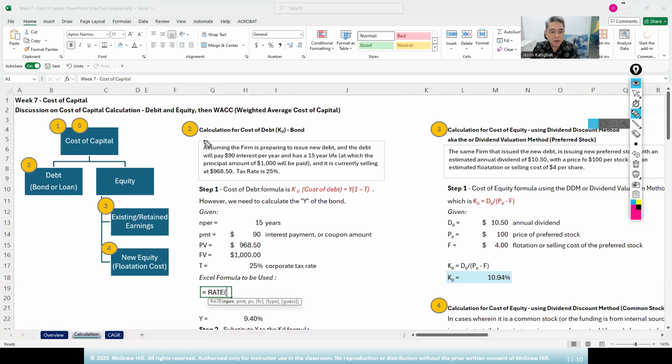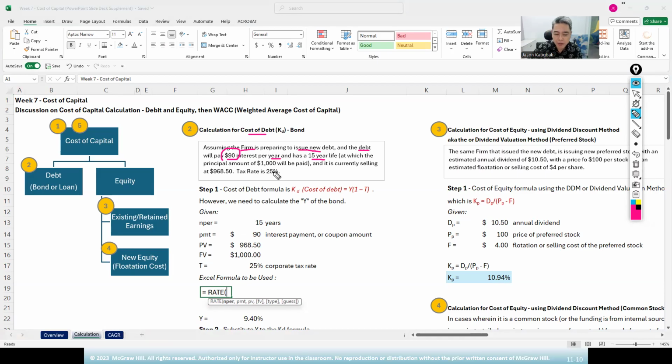Now, calculation of debt or the cost of debt. Assuming the firm or the entity is going to be one coherent example, assuming the firm is preparing to issue new debt, and the debt would pay an interest of $90 a year, and it will have a 15-year life. That's the maturity date. At that time, it will be me as an issuer of the bond, and you as the investor.